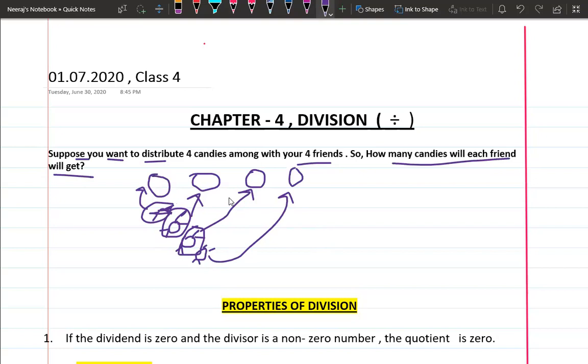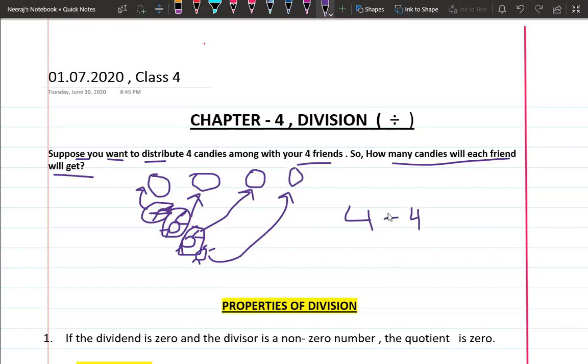Right? So how you have shown the division, how will you write in numbers the sharing which you have done in the form of candies? As there are 4 children, it will be a 4, right? And you are sharing 4 candies. How many candies do you have? 4, and you are sharing them with your friends.